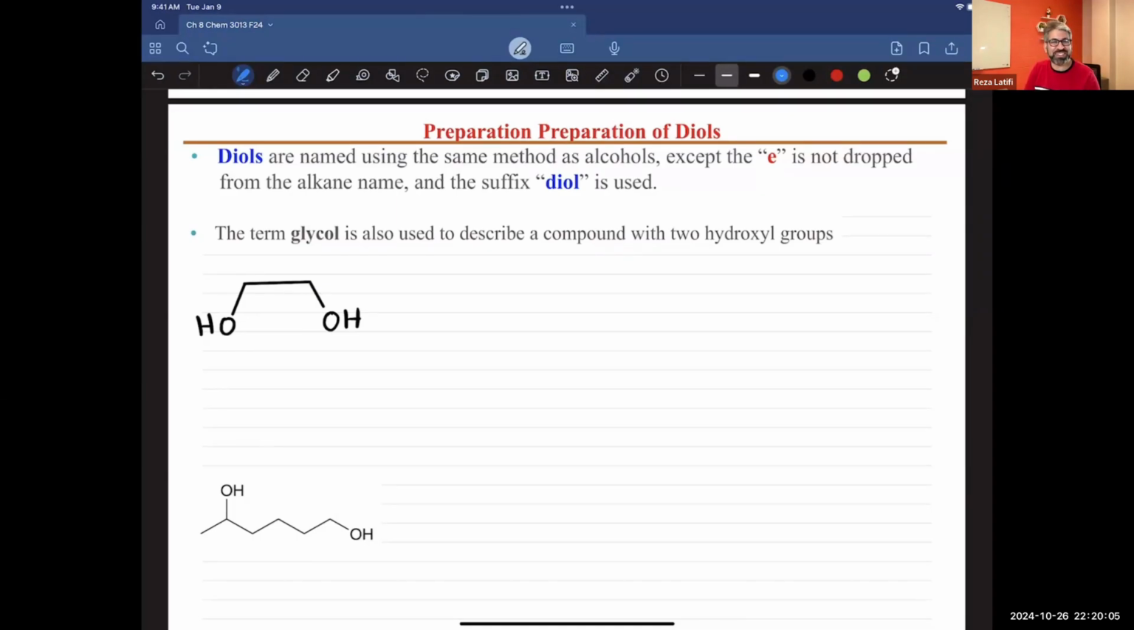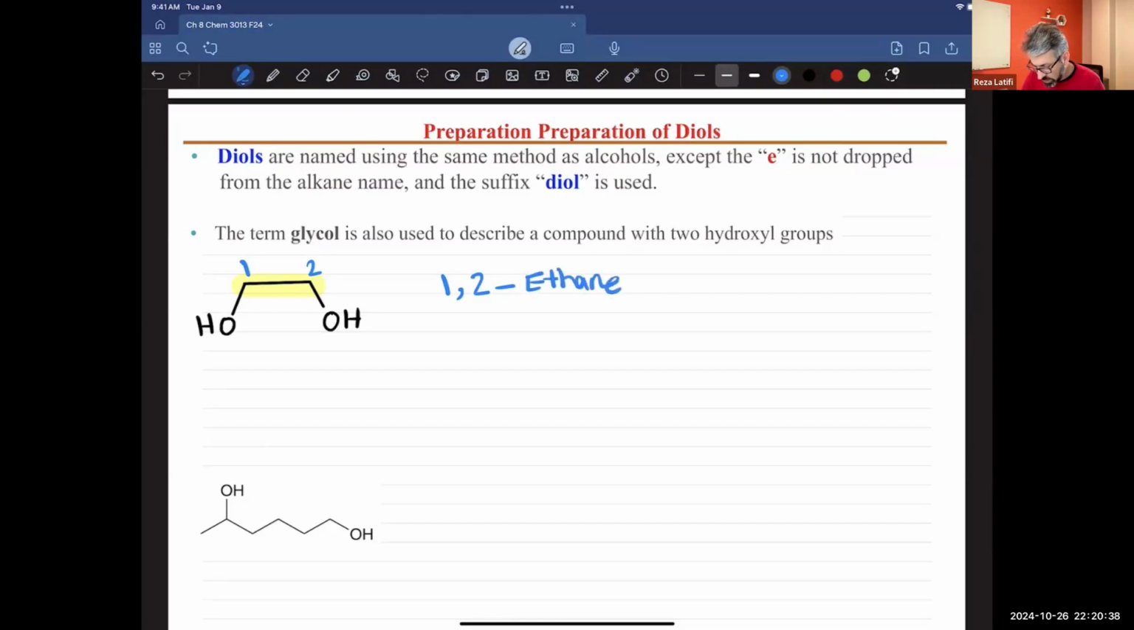In this case, we have a compound that has two OHs. We want to learn how to name this type of alcohol and also learn some methods to produce them. I have two carbons, 1 and 2. On the first and second carbon, I have two OHs, so I go 1 and 2.